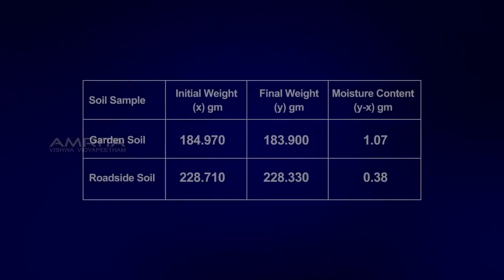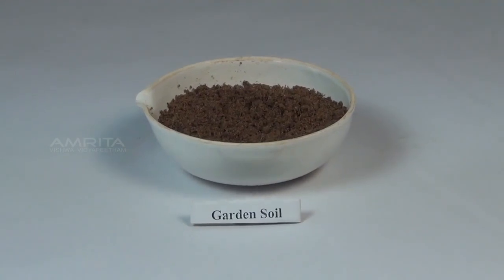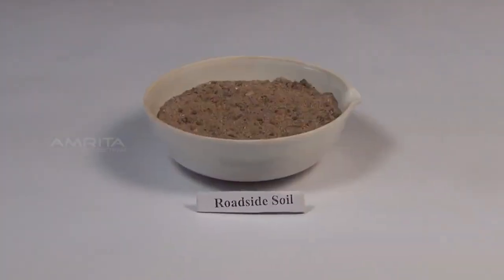Conclusion: garden soil shows a higher difference between initial and final weight, indicating the higher moisture content in the garden soil than the roadside soil. Water holding capacity of soil.